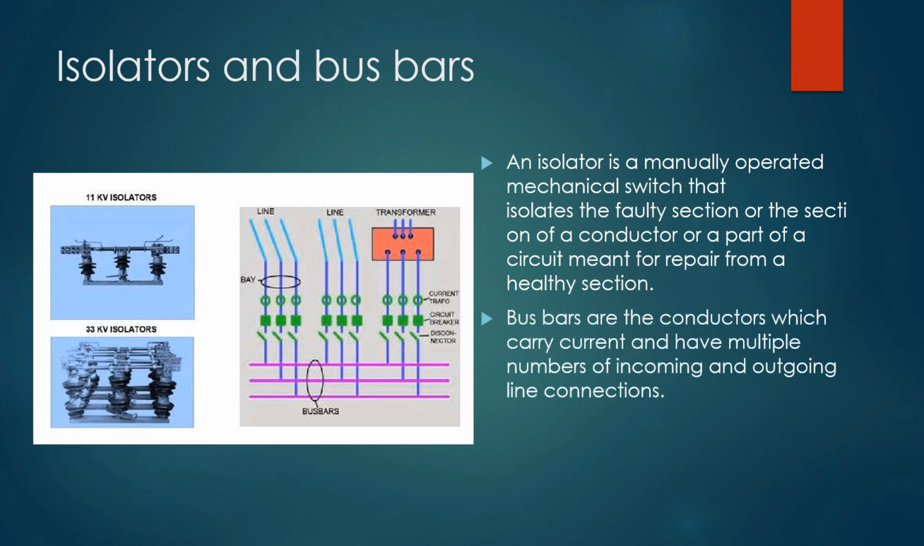And then bus bars, they are conductors which carry current and have multiple numbers of incoming and outgoing line connections. Bus bars are just cables or the conductors that you see carrying power, and they're here. These are the bus bars. It's from here where they'll be connected to the transformers and the other components.